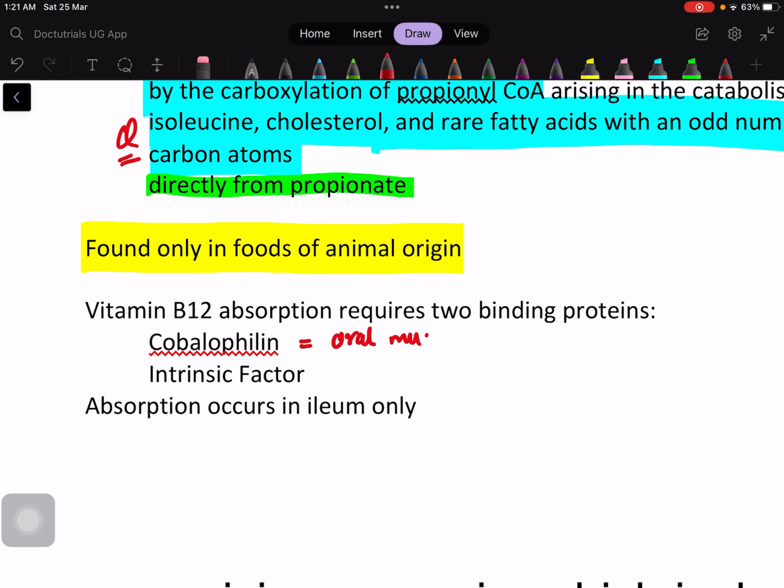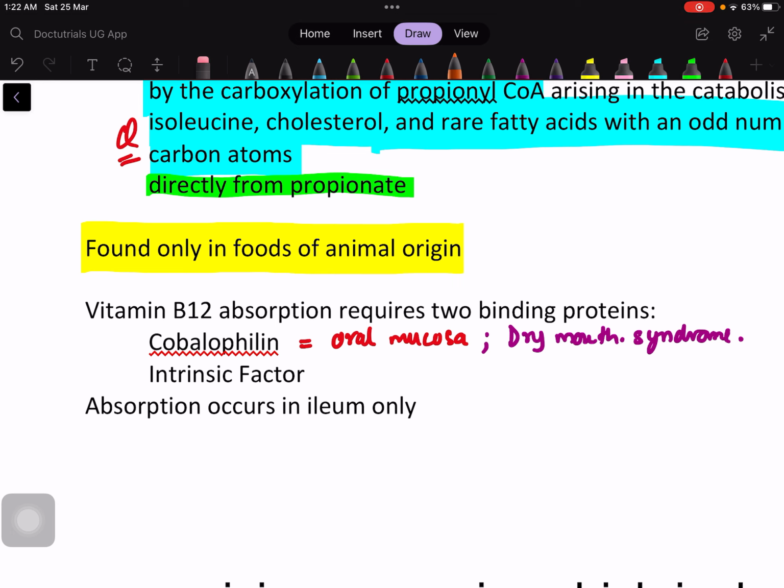So if there is any damage to the oral mucosa, or if the secretions of the oral mucosa are decreased, then the cobalamin production will also be decreased. For example, if you have what is called the dry mouth syndrome, keratoconjunctivitis sicca, in that case the production of the cobalamin will obviously be less.